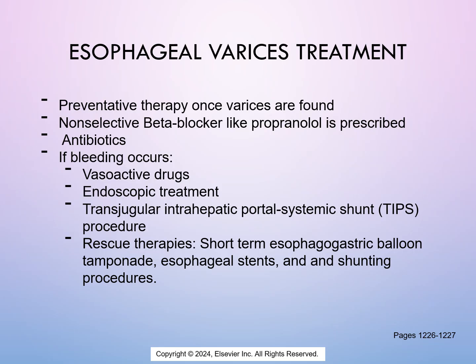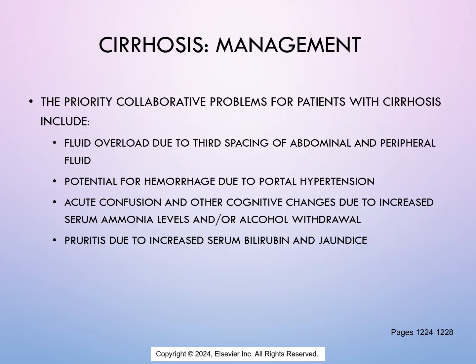They'll receive packed red blood cells, fresh frozen plasma, dextran, which is a blood plasma substitute, albumin, and platelets. We are going to be monitoring PT, APTT, platelets, and the patient's INR for that bleeding. So after that super fun talk about managing esophageal varices, let's talk about the management of cirrhosis.